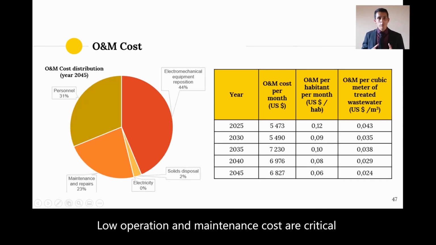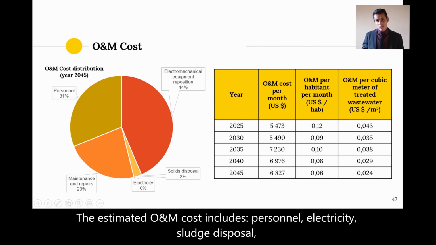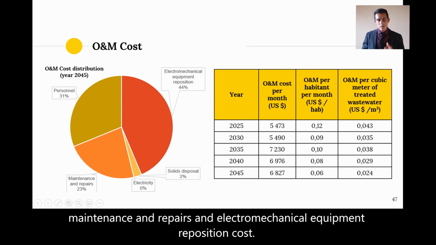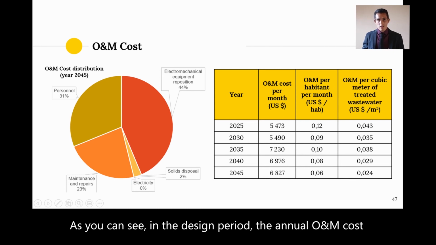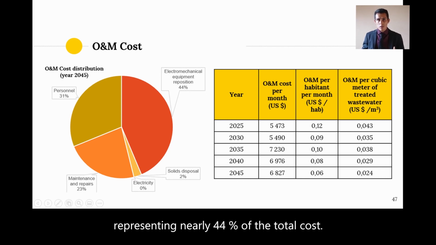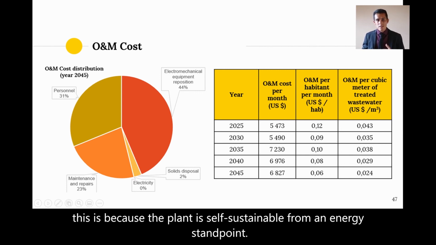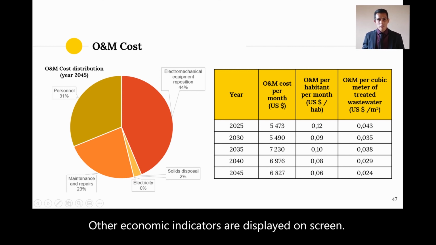Low operation and maintenance costs are critical in order to achieve sustainability of the system proposed. The estimated operational maintenance cost includes personnel, electricity, sludge disposal, maintenance and repairs, and electromechanical equipment reposition cost. As you can see, in the design period, the annual operational maintenance cost is mainly attributed to electromechanical equipment reposition cost, representing nearly 44% of the total cost. On the other hand, the cost of electricity is negligible. This is because the plant is self-sustainable from an energy standpoint. Other economic indicators are displayed on the screen.